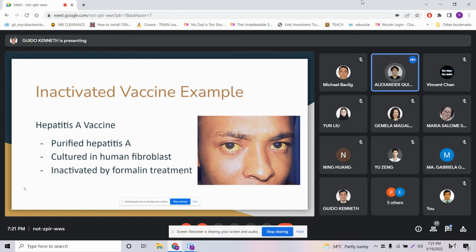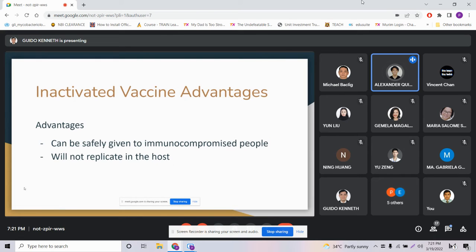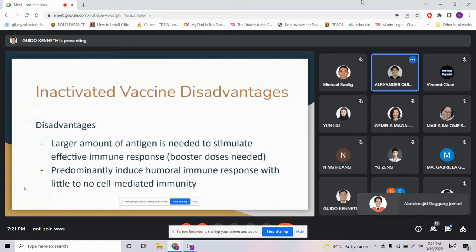So it comes from a purified hepatitis A, which is cultured in human fibroblasts and inactivated by formalin treatment. So next slide, please. And the advantage of an inactivated vaccine is that it can be safely given to immunocompromised people and it will not replicate in the host. However, for the disadvantage, a larger amount of antigen is needed to stimulate effective immune responses. Therefore, booster shots are needed.